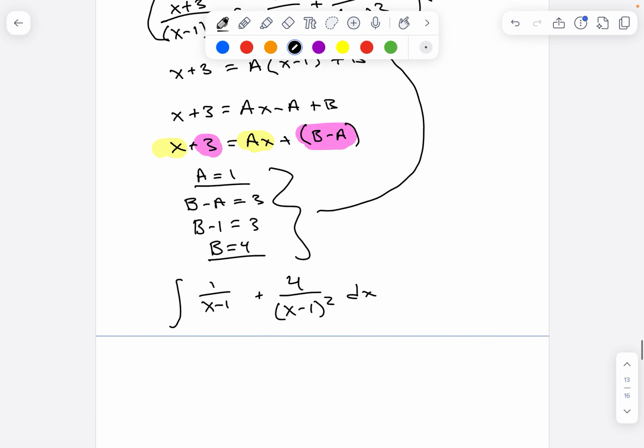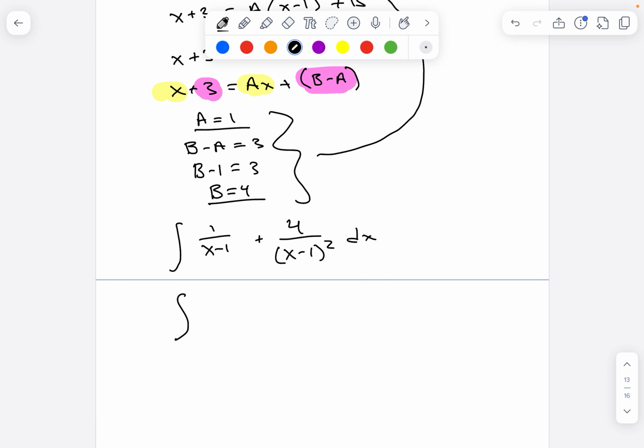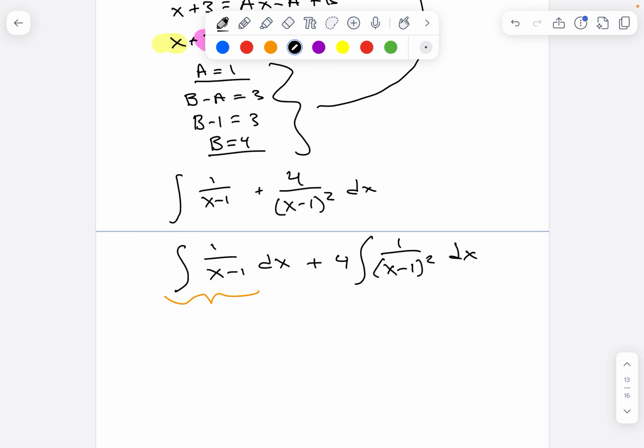Now I'm going to split this up into two fractions to make it easier. So I get the integral of 1 over x minus 1 dx plus 4, just moving the 4 out in front, integral of 1 over x minus 1 squared dx. So solving just this first integral right here, we get ln of x minus 1. I'm going to avoid the plus C for now. I'm going to add it later.